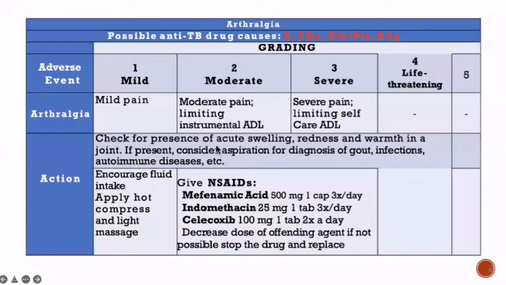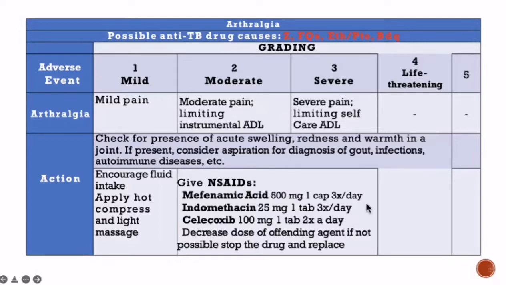Now, for mild to life-threatening, you can check for any presence of acute swelling, redness, and warmth in a joint. Now, if present, you may consider aspiration for diagnosis or to rule out any possibility of gout, infections, or autoimmune disease. Now, for moderate to severe arthralgia, we can give NSAIDs like your mefenamic acid, indomethacin, and celecoxib to ease the pain.